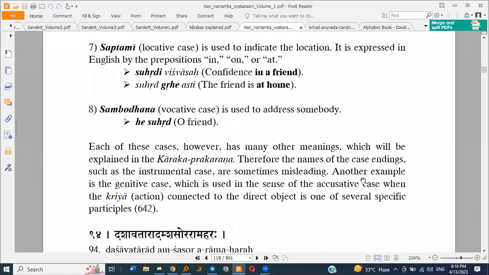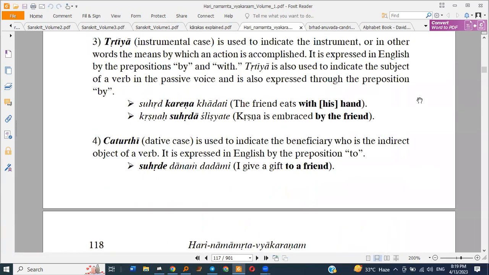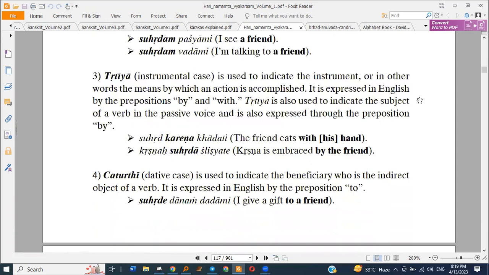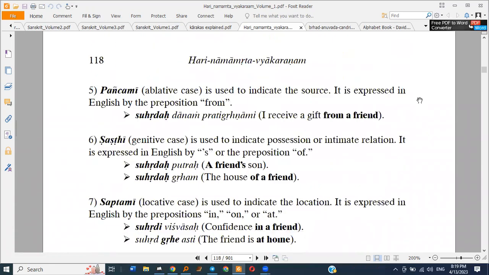And the last one is Sambodhana. The eighth one is used to address somebody. So this is simple, like Hey Krishna, which means Oh Krishna, and so on. So all these examples we gave were in singular, like ekavachana. The meanings would be the same, and they could be dual or plural as well for each case. So this was a brief discussion about the cases, the vibhaktis we are studying.